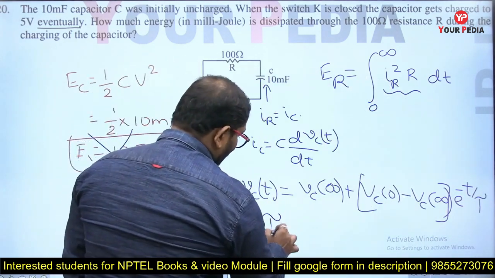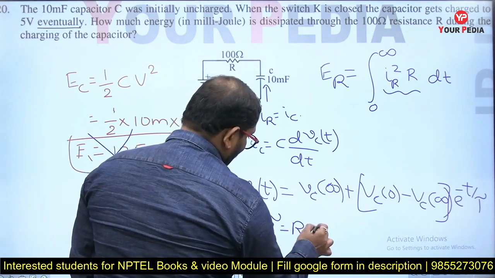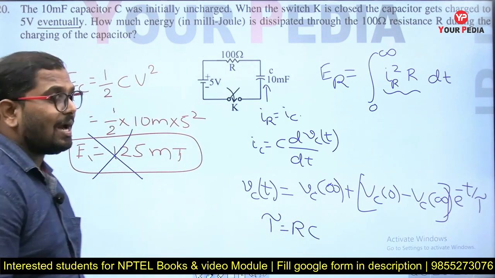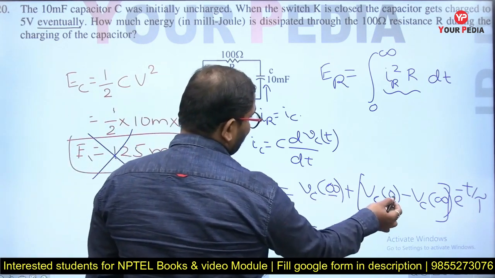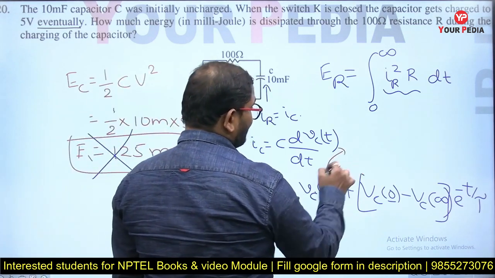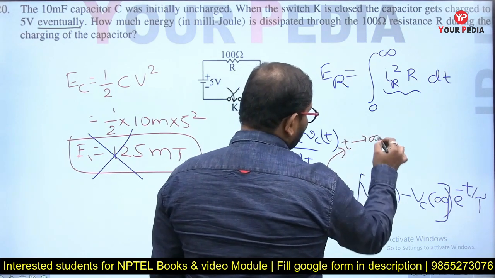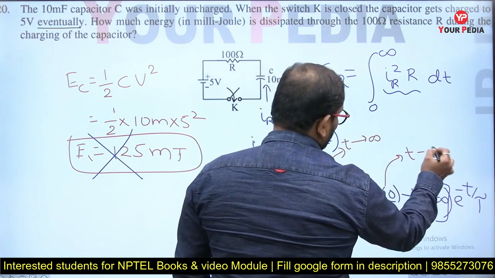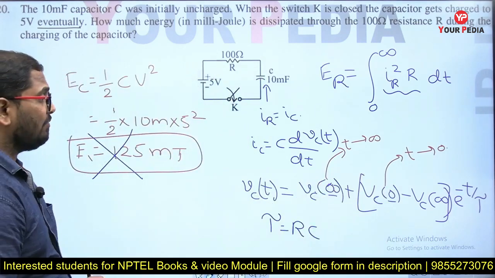What is tau? Tau is the time constant, which is equal to RC. So what is the meaning of Vc of infinity or Vc of 0? It means the voltage across the capacitor as time tends to infinity, and the voltage across the capacitor as time tends to 0. So this is the meaning of the initial value and final value.